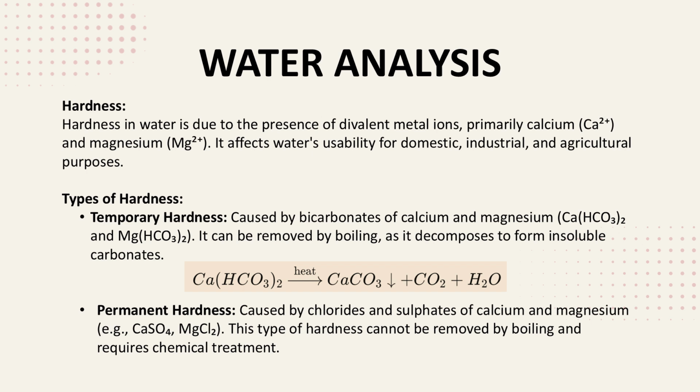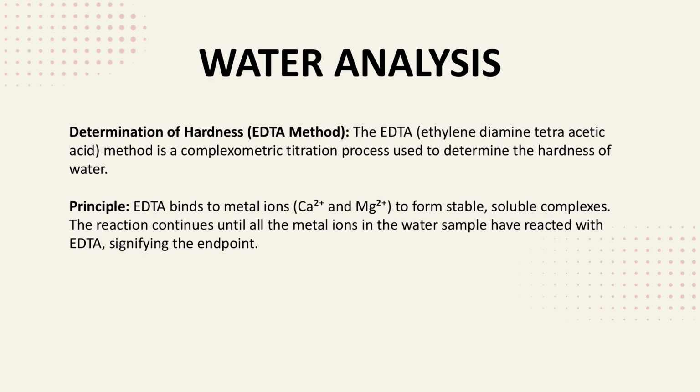There are two types of hardness. Temporary hardness, which is caused by bicarbonates of calcium and magnesium and can be removed by boiling the water. Permanent hardness, caused by chlorides and sulfates of calcium and magnesium, which cannot be removed by boiling and require chemical treatment. The EDTA method is widely used to determine water hardness.